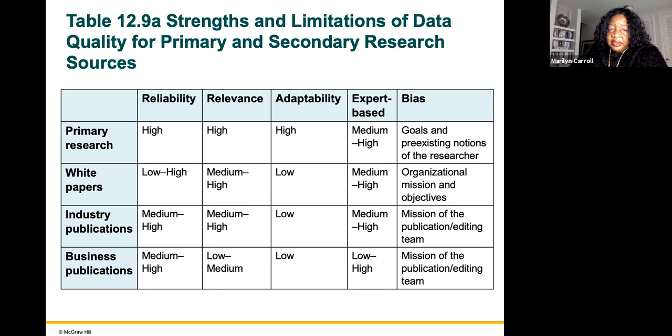So you want to look at this chart, and you see the biases for primary research are the goals and persisting pre-existing notions of the researcher. For white papers, the organizational missions and objectives usually come through as the bias. Industry publications, the mission of the publication's editing team is where you're going to find biases. And business publications, the mission of the publication and its editing team, their biases are going to be there.